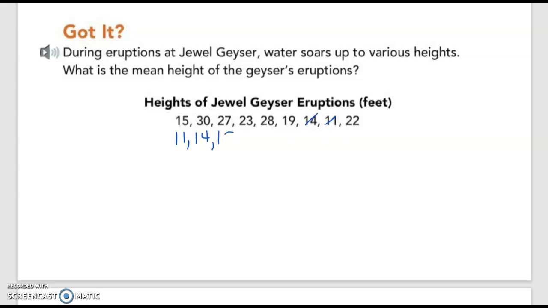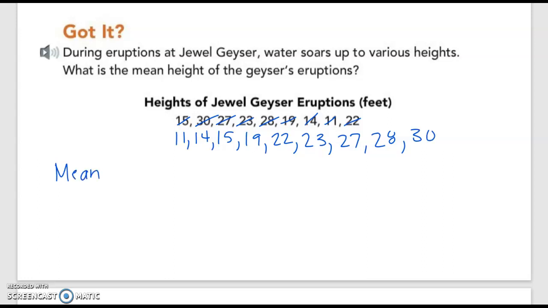14, 15, 19, 22, 23, 27, 28, and 30. To calculate mean, we must find the average of these numbers.